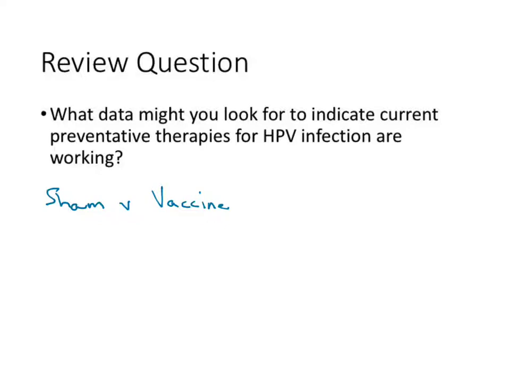So have a group that's given a placebo or a sham, have the other group be given the vaccine. You give them the same exact information about sexually transmitted infections, HPV, and the ability of it to cause cervical cancer and other forms of cancer. You let them live out their life, and then you follow up with them every so many years to look for the formation of cervical cancer.